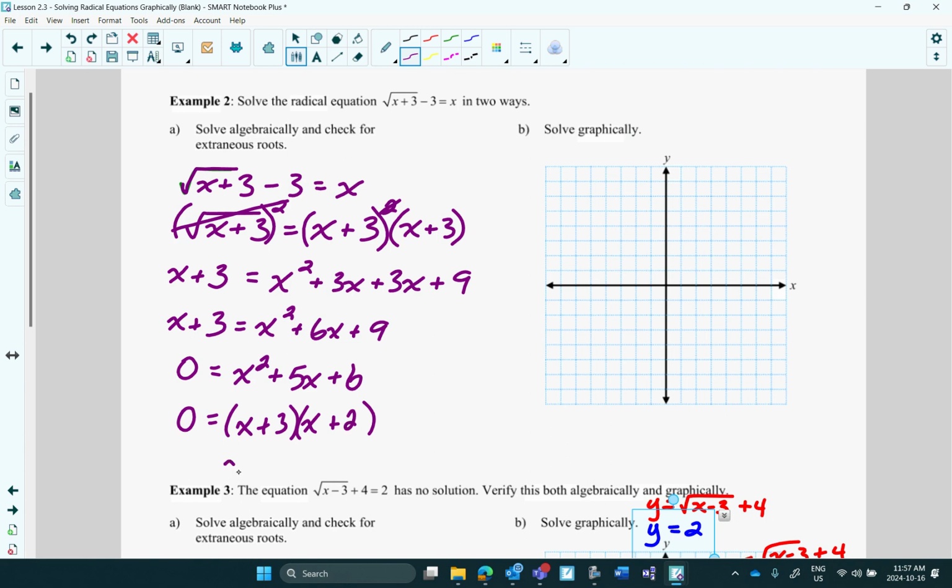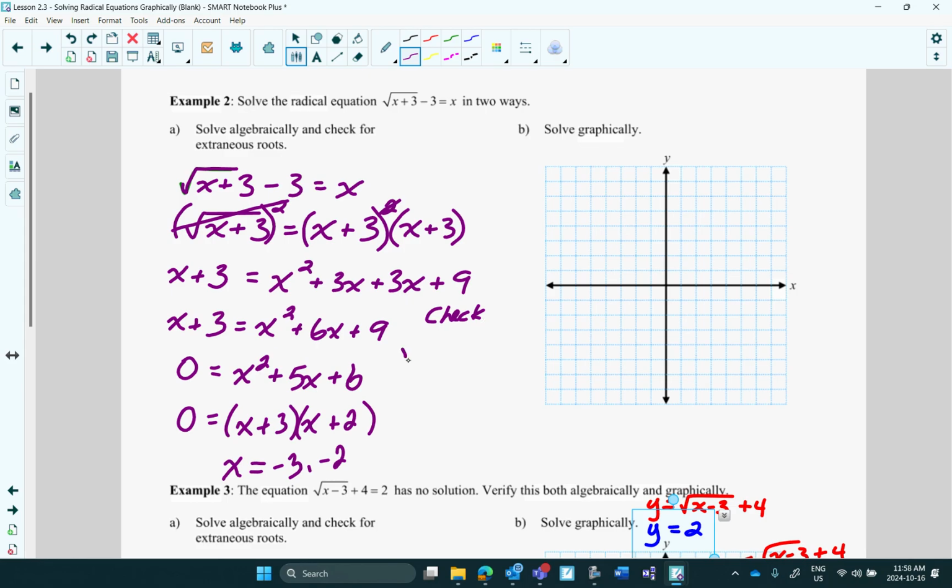Therefore, what are my solutions for x? -2 and -3. Because remember, you gotta set each factor equal to 0 and solve. So x plus 3 equals 0, therefore one answer is x equals -3. X plus 2 equals 0, therefore another answer is x equals -2. And we have to check them. So this is a fair amount of work involved doing this algebraically. So the check, we're gonna check both of them. And remember, checking the original, not any that you've changed.